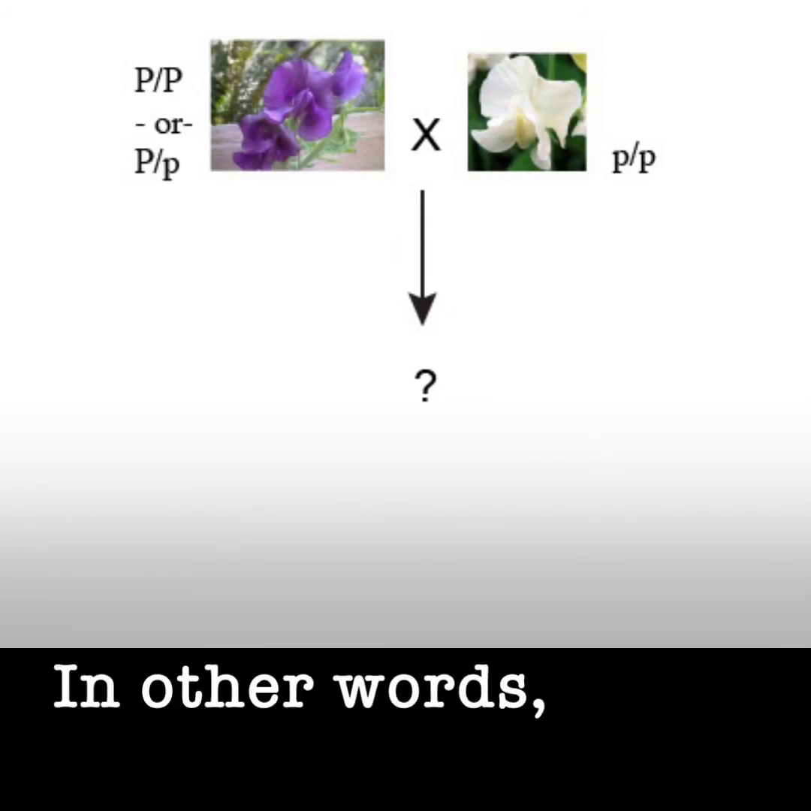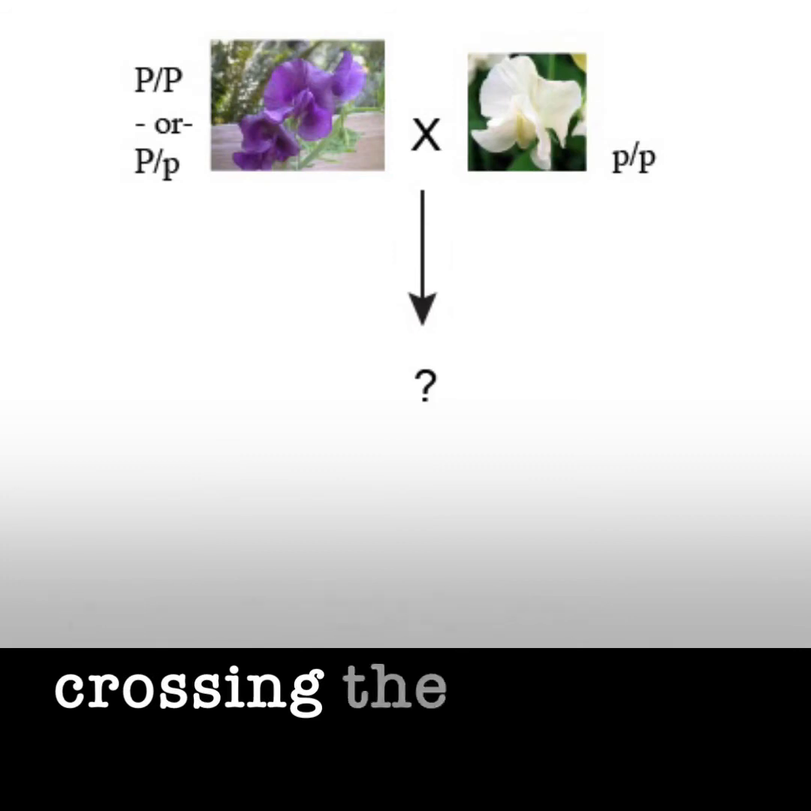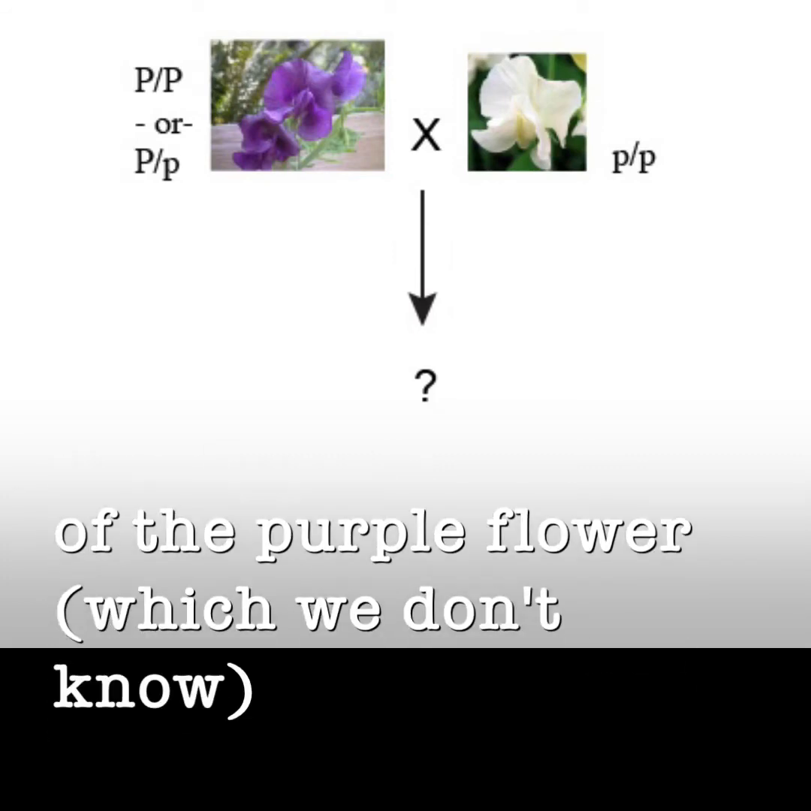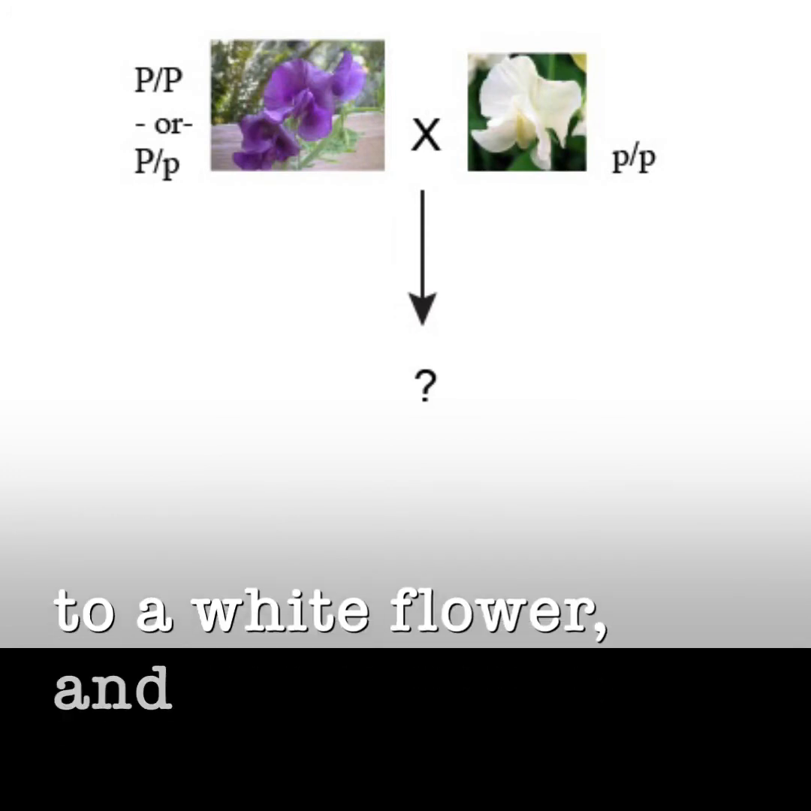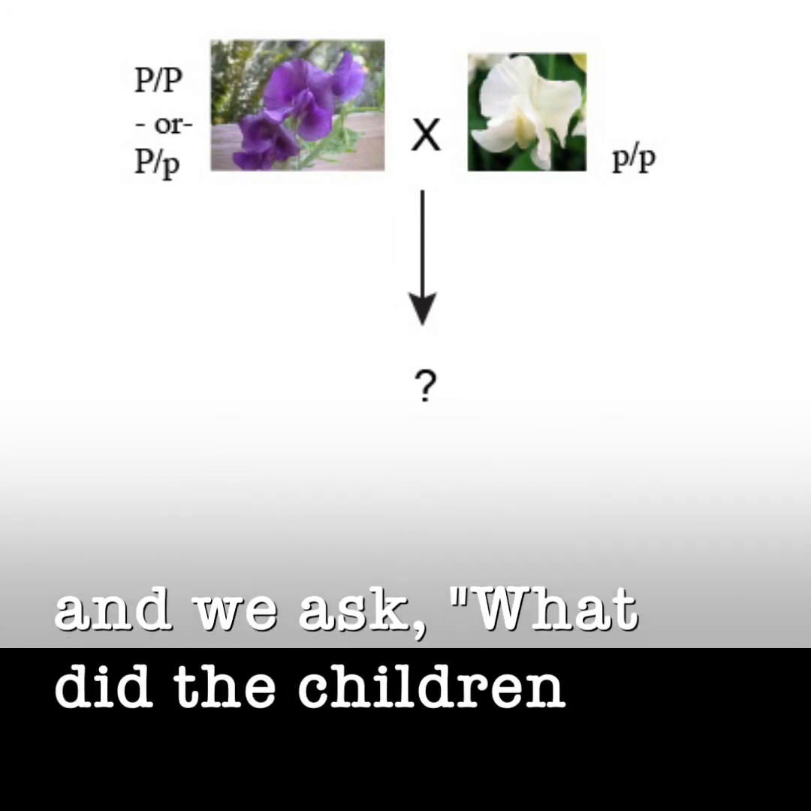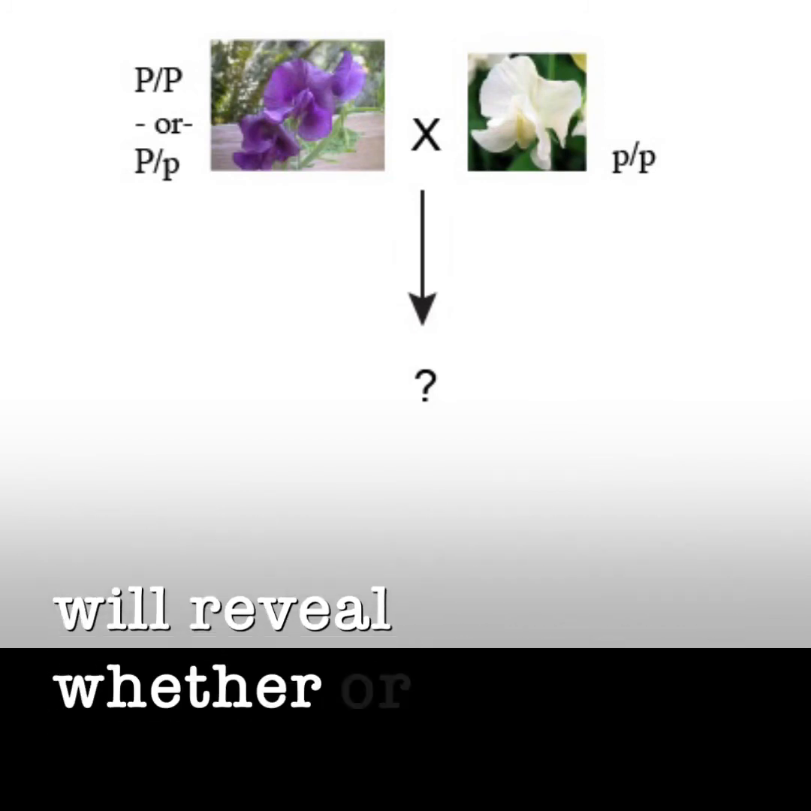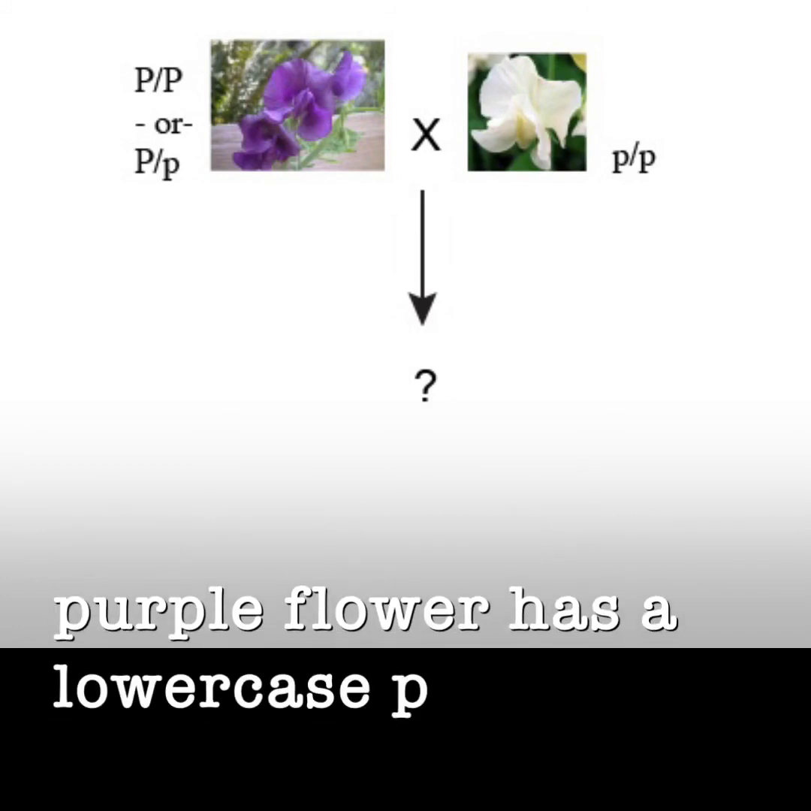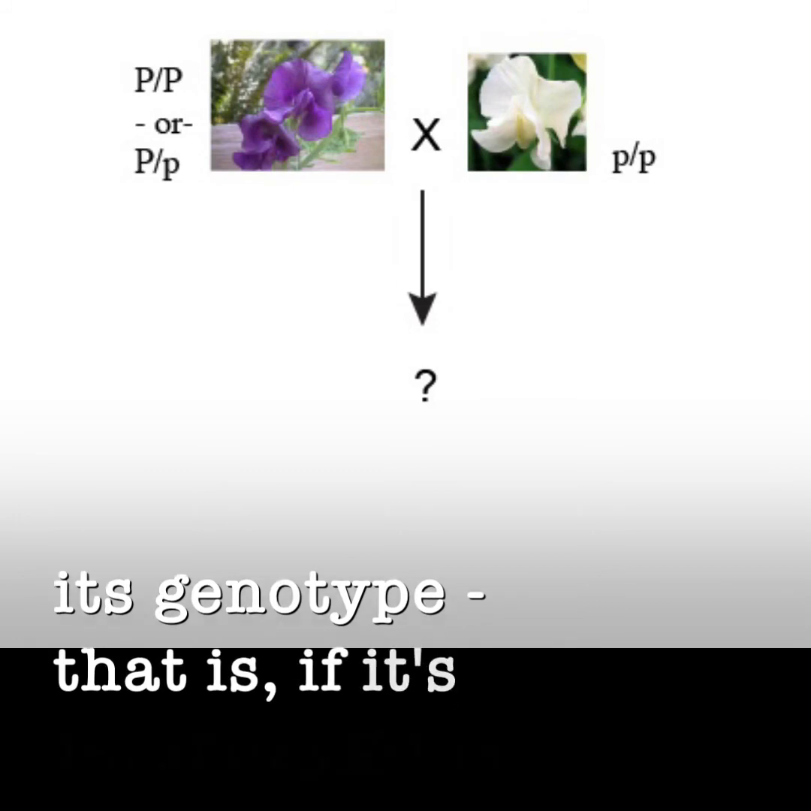In other words, we use this crossing the genotype of the purple flower, which we don't know, to a white flower. And we ask, what did the children look like? Their offspring will reveal whether or not the purple flower has a lowercase p allele in its genotype. That is, if it's heterozygous.